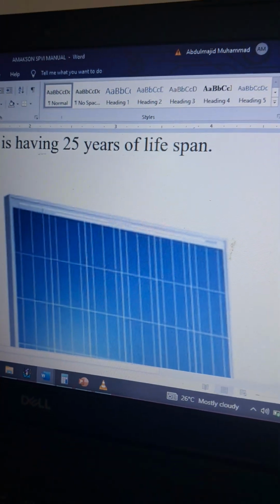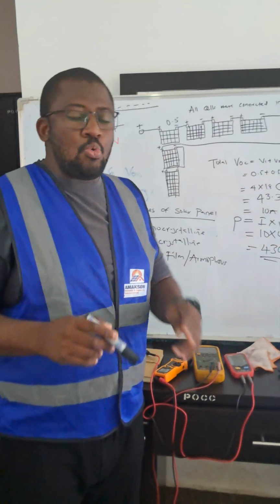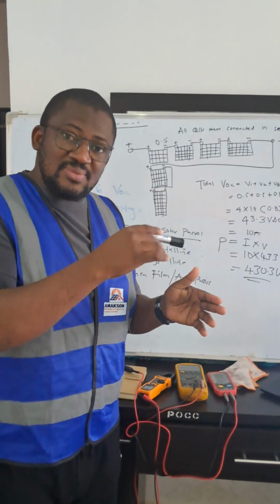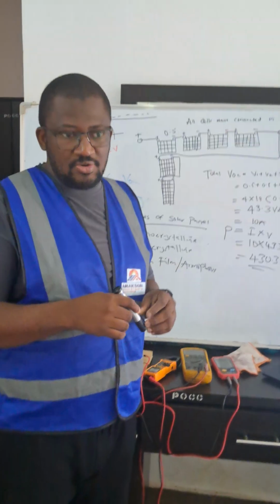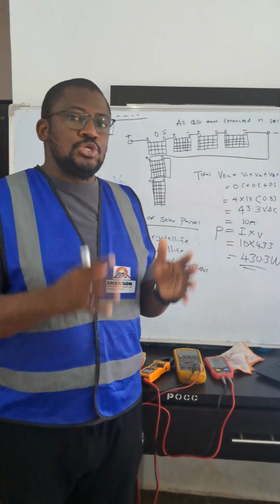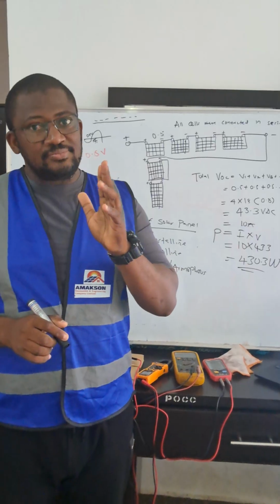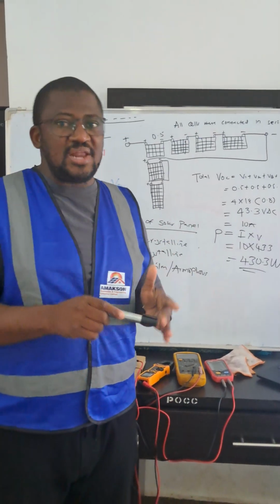Okay. Unlike the monocrystalline solar panel, it has what? A regular interval. A regular interval. While the monocrystalline has a pyramid pattern or rectangular shape. All right. Okay. And both panels have a lifespan of what? 25 years. Depending. You see, we have grade A, grade B, and grade C.